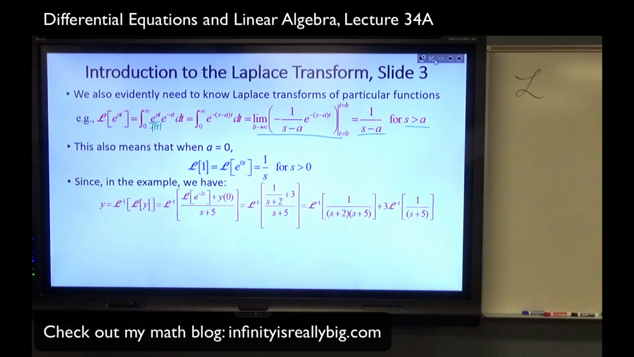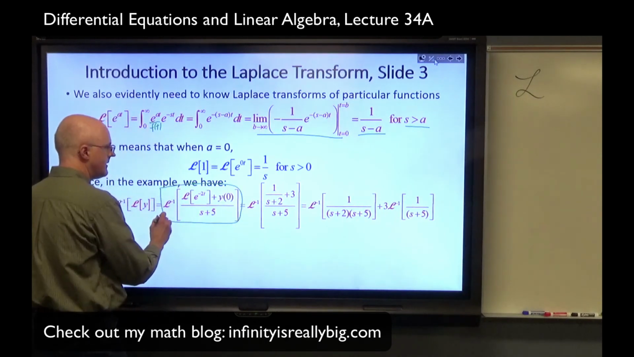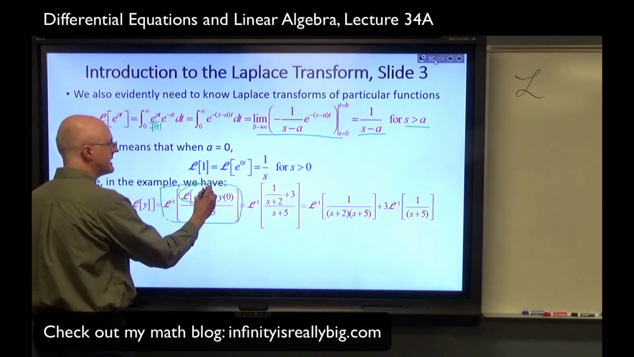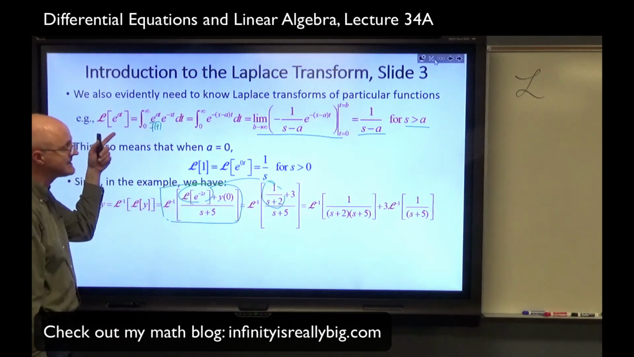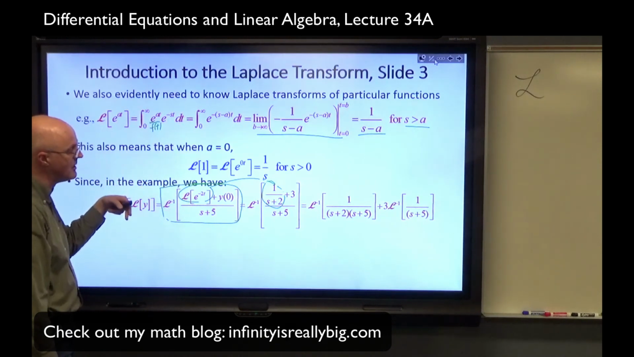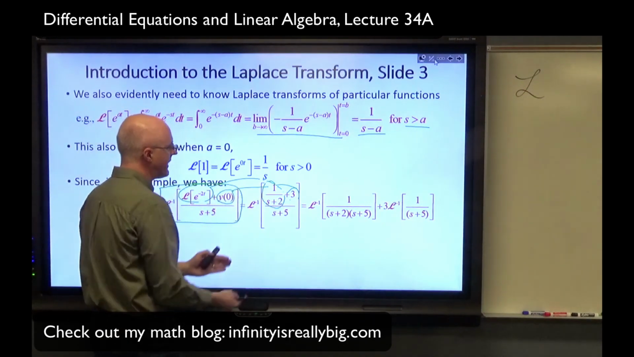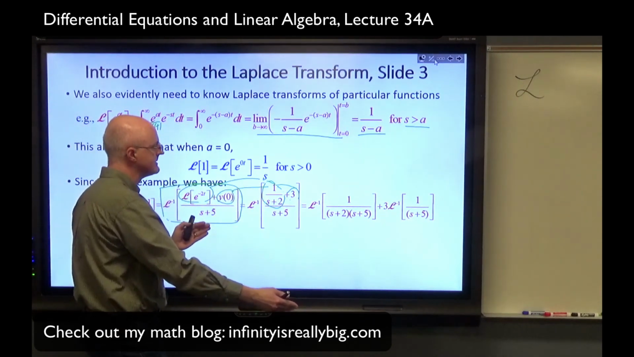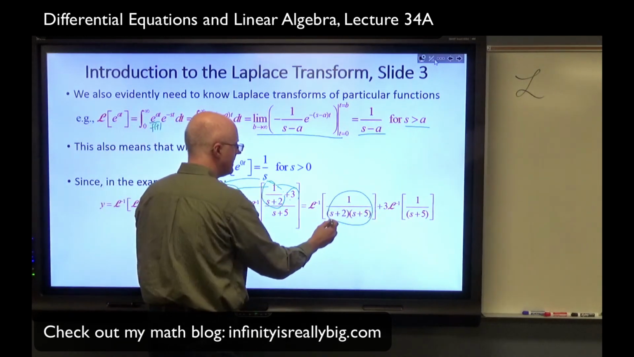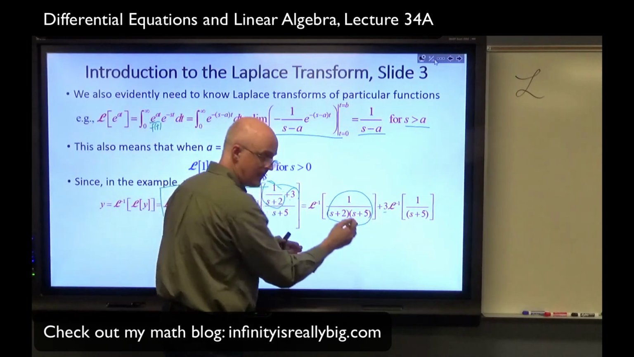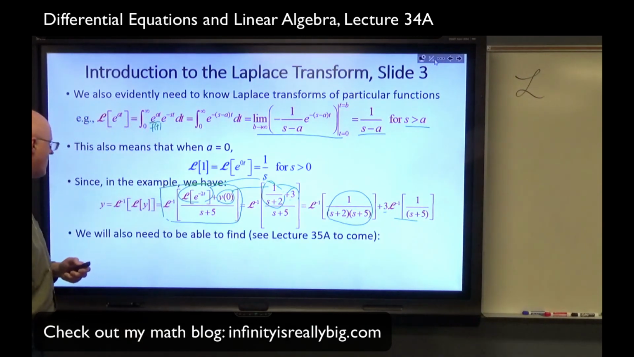Since in the example we've got this equation, this was what we saw before, I can replace L of e to the negative 2t with 1 over s plus 2. A is negative 2. 1 over s minus a would be 1 over s plus 2. Y of 0 is 3. Then I can simplify this fraction and break it apart into pieces. I got a piece 1 over s plus 2 and also over s plus 5, which is what you see there. I've also got the 3 over s plus 5. I can factor the 3 out because L inverse is linear and have this.